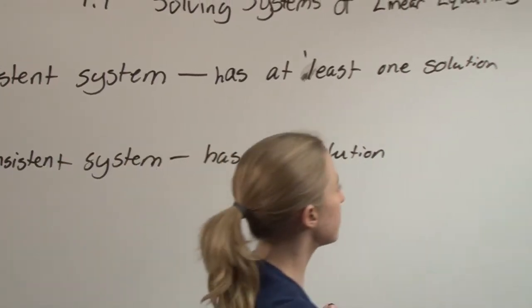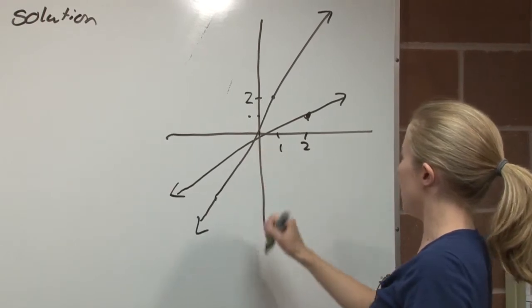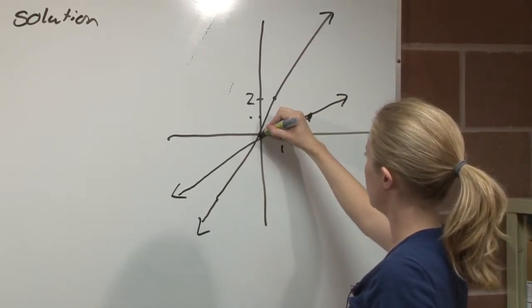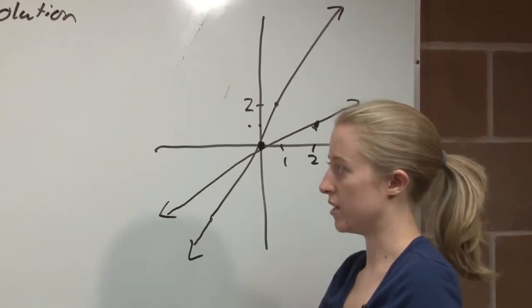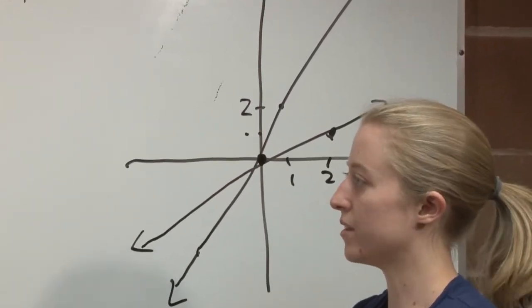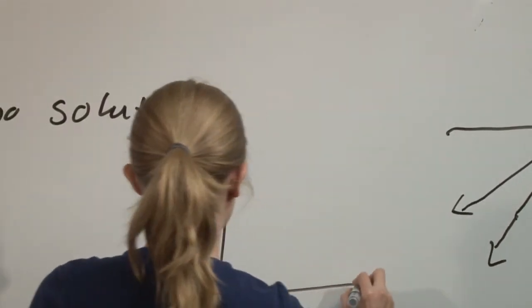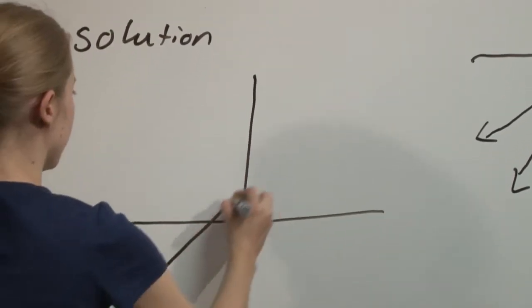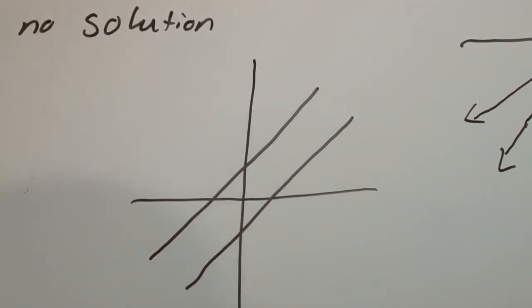For lines on a graph, that means that they intersect. I didn't draw these very well. They should have been intersecting at the origin. But if they have a point of intersection, then they have one solution. 2 lines that don't intersect do not have a solution. And the only way for that to happen is if your lines are parallel. Because any other 2 lines will at some point run into each other.